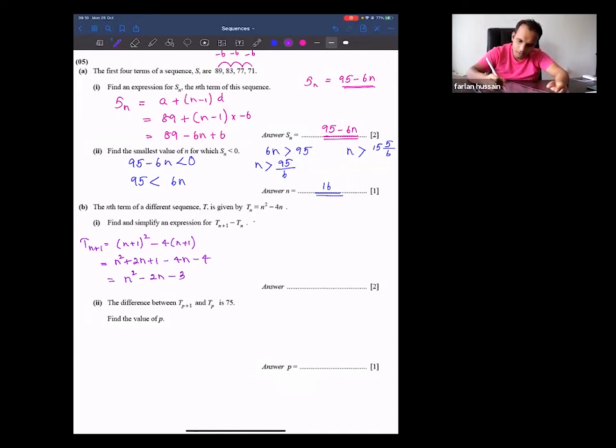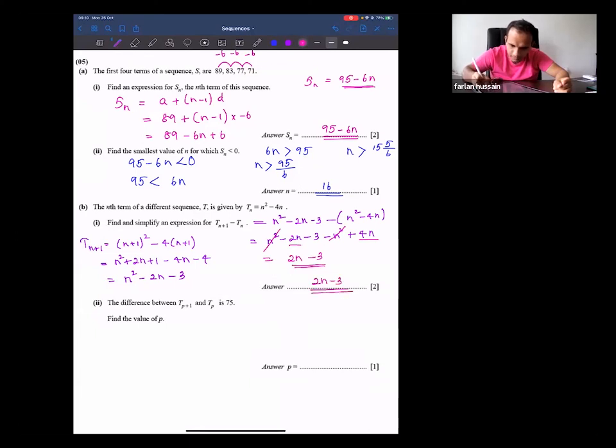So they want the n plus 1 term minus the nth term. So tn plus 1 is n square minus 2n minus 3, minus the nth term, which is n square minus 4n. Take off the brackets: n square minus 2n minus 3 minus n square plus 4n. When you simplify the n square with minus n square, what are we left with? 4n minus 2n is 2n, and 2n minus 3 is the remainder. So this is the difference between tn plus 1 and tn.